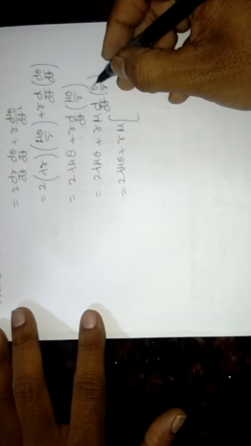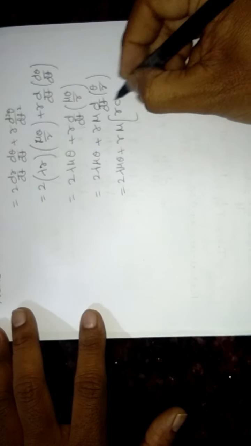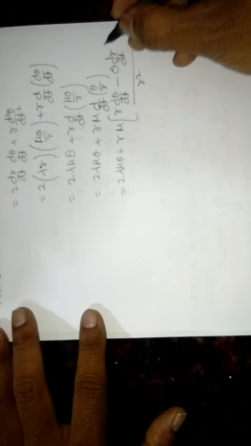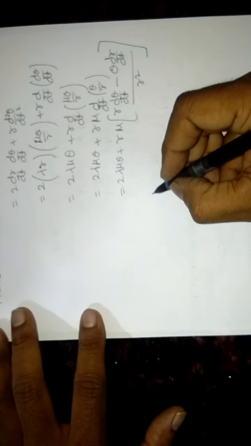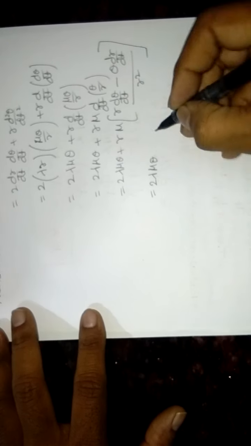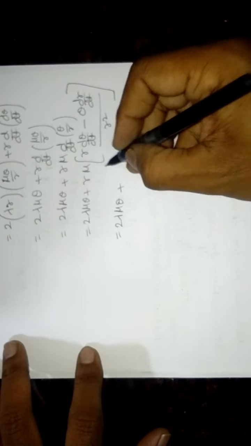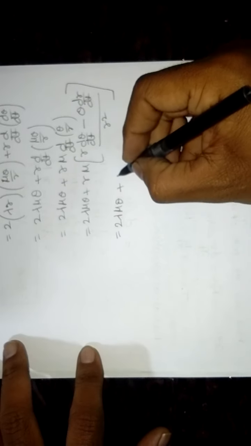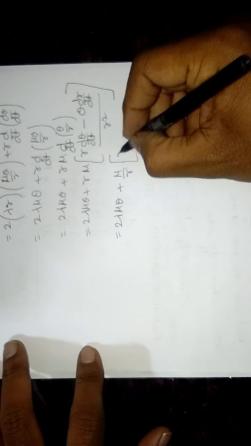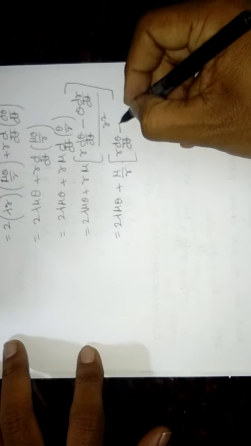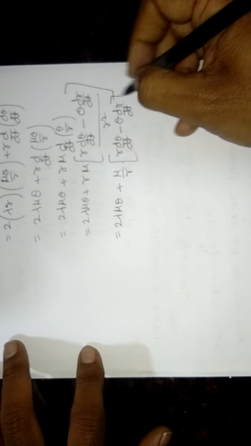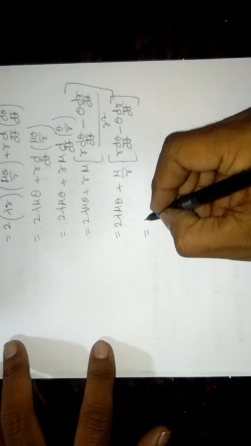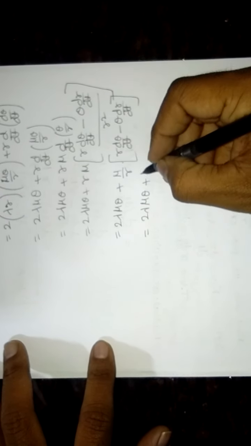Now apply the quotient rule to differentiate this theta by r. So first function into differentiation of second function, that is d theta by dt, minus second function into differentiation of first function, dr by dt, whole divided by r square. Apply the quotient rule to differentiate this, that is 2 lambda mu theta plus, now r into, so one r gets cancelled, mu by r into bracket r d theta by dt minus theta dr by dt.